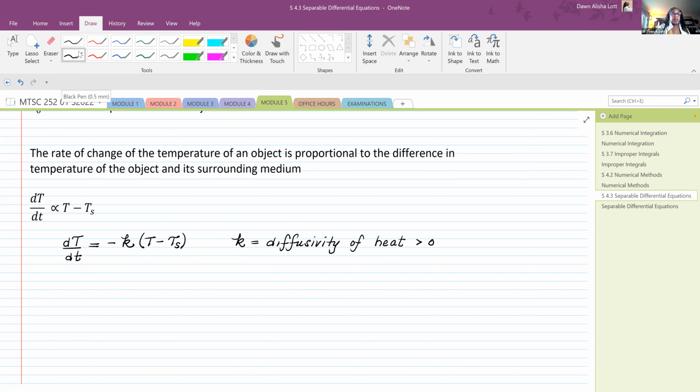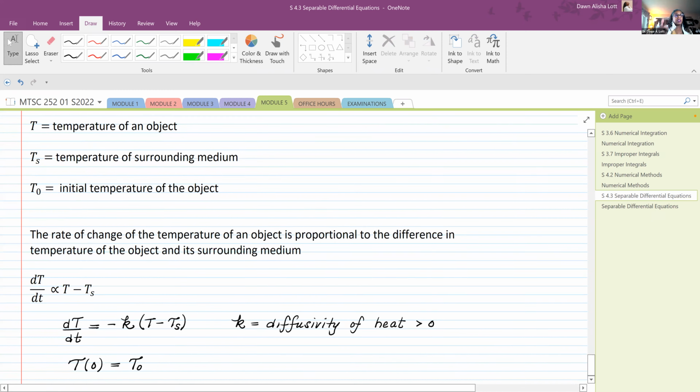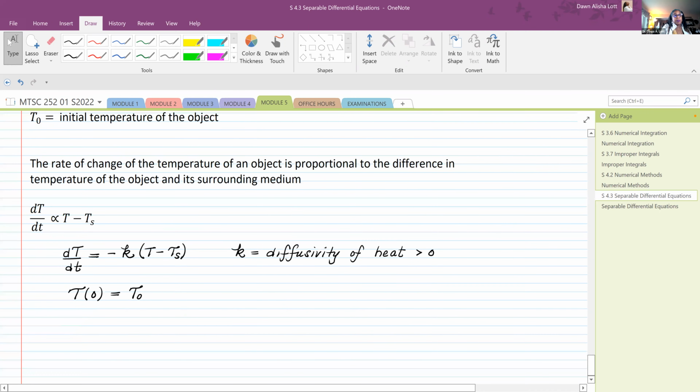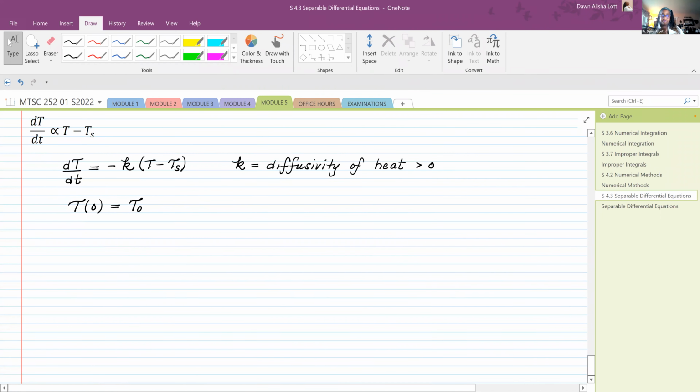And we are given an initial condition, that is, T at time 0 is the initial temperature T naught. Okay, so just like I said here, T is the temperature of the object, T sub S is the temperature of the surrounding medium, and T naught is the initial temperature of the object. Okay, any questions so far? All right, so let's solve this problem using separation of variables. So this time, our dependent variable is capital T.